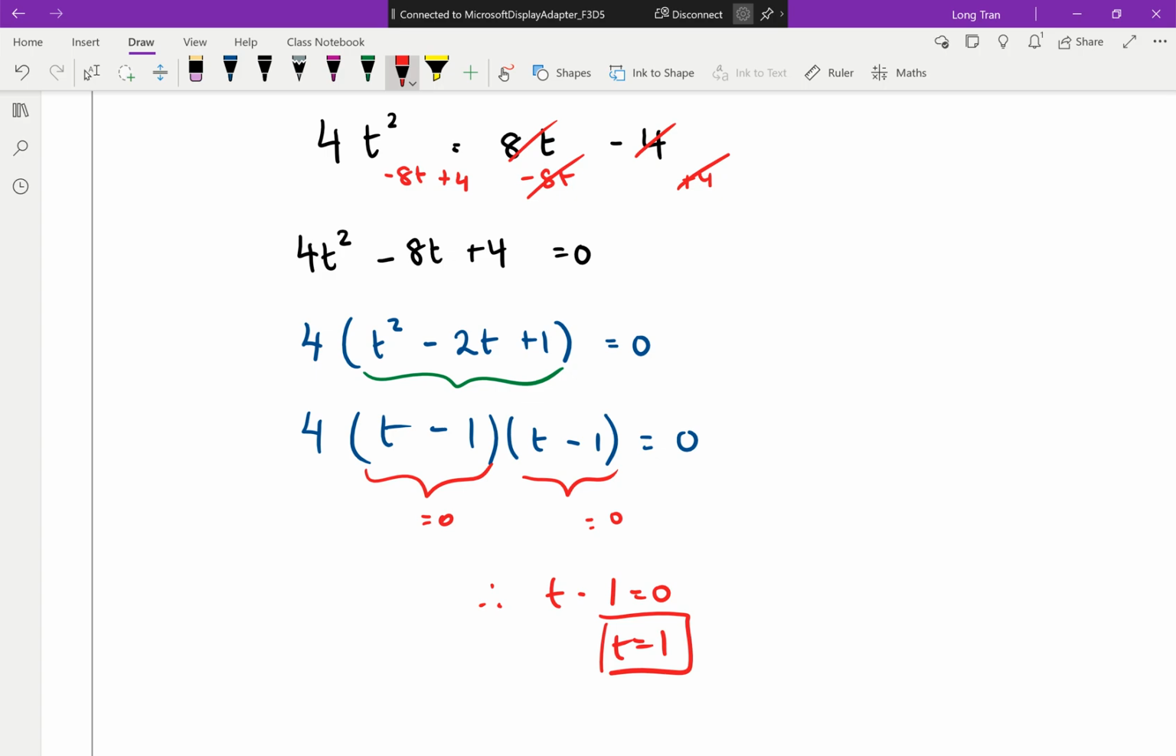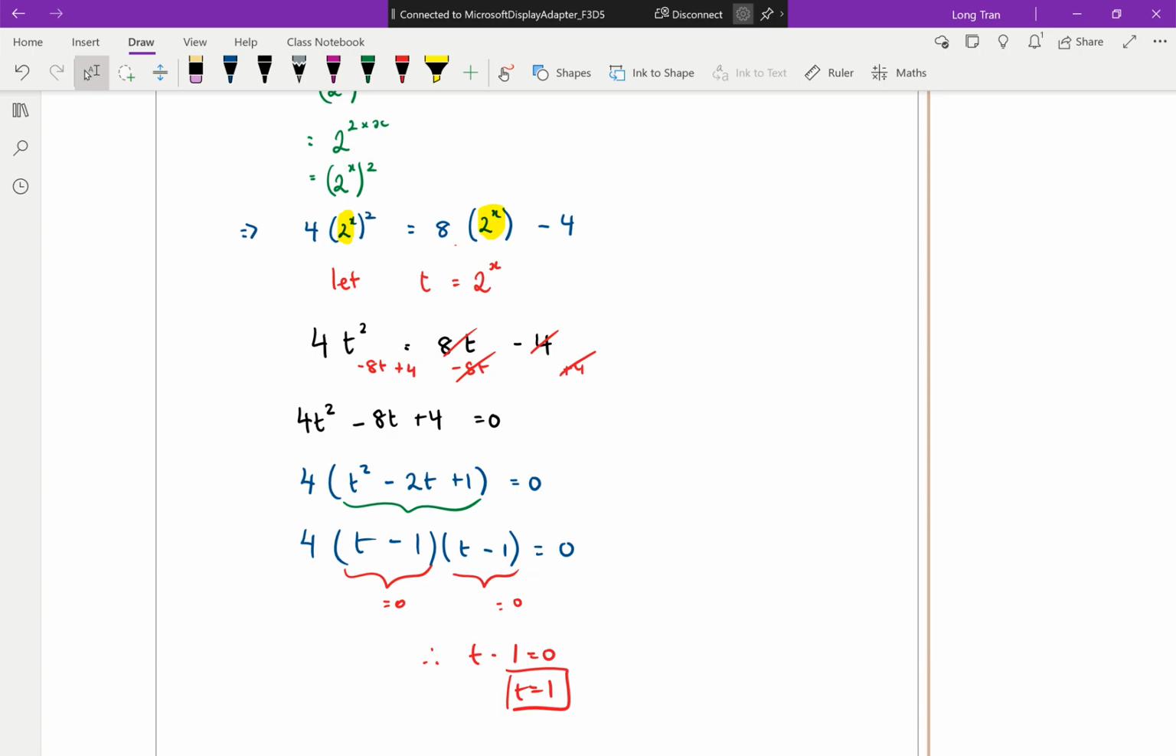If you've done up to this step, you've only got 1 mark out of the 3. Well, in this case, actually, it's probably only 1 mark out of the 2. What haven't I done yet? What am I missing? Why am I not done yet? I've got t equals 1. I've solved it. What's the problem?